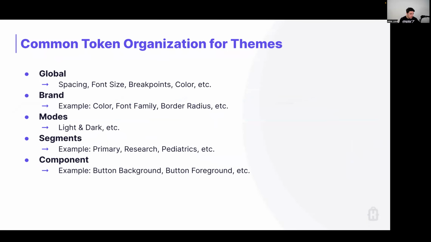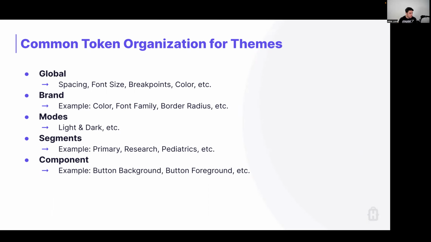Now, what are some common organization patterns for tokens when you're looking at themes? A lot of times we see things on a global level. Those are things like spacing, font sizes, breakpoints, colors, things that you're going to be able to use throughout multiple brands, things that are just consistent in your system. Sometimes they start with global, and then it's global spacing, global breakpoints, global color. Sometimes they're just top level tokens. Again, that really comes down to what works best for your teams. I tend to favor having the global as the beginning part of that token.